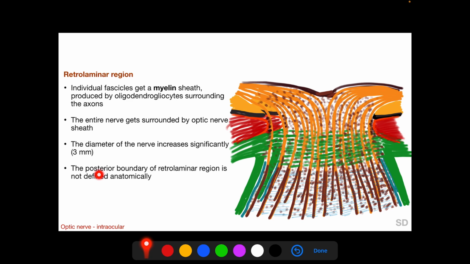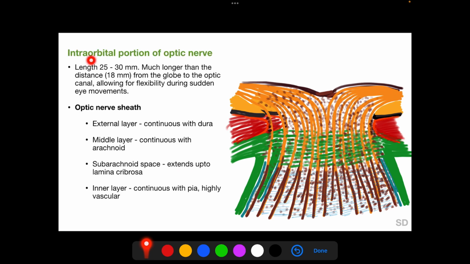The posterior boundary of the retrolaminar region is not defined anatomically and is continuous with the intraorbital portion of the optic nerve. The intraorbital portion of the optic nerve is 25 to 30 mm long and is much longer than the distance from the globe to the optic canal, which is 18 mm only, and this redundancy in the length of the optic nerve allows for flexibility during sudden eye movements.